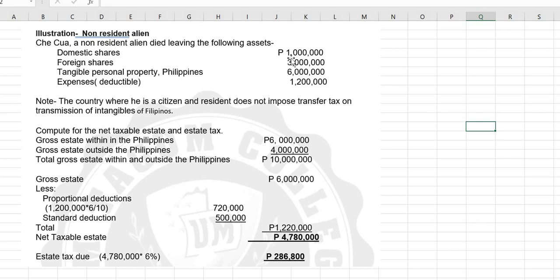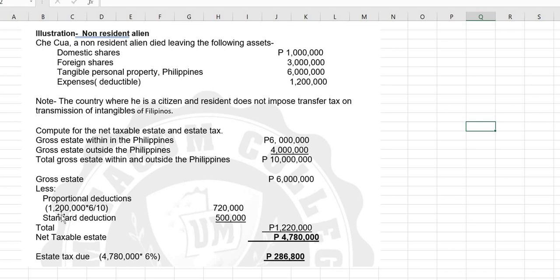And then the gross estate outside the Philippines is 4 million. So, the total gross estate within and outside the Philippines, or the world gross estate, is actually 10 million. But for the computation of the estate tax, we only consider the gross estate in the Philippines, which is 6 million. As for the allowable deduction, the 1.2 million should be prorated between the Philippine gross estate over the world gross estate. So, we have 1.2 million times 6 over 10.